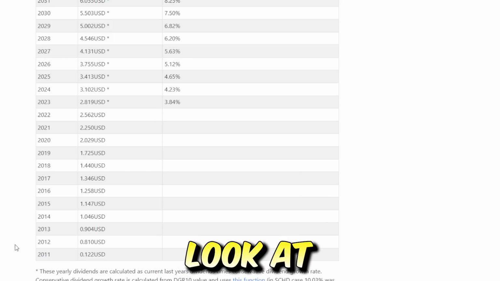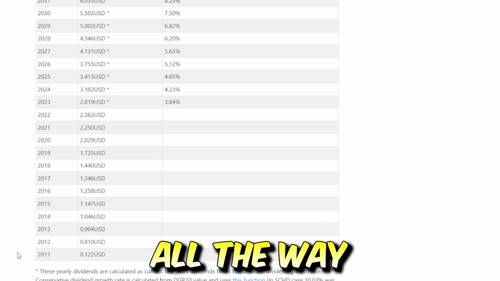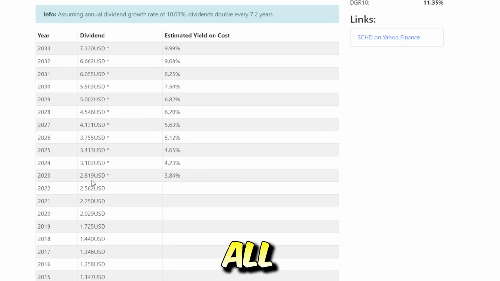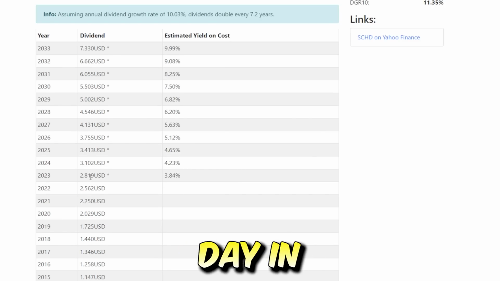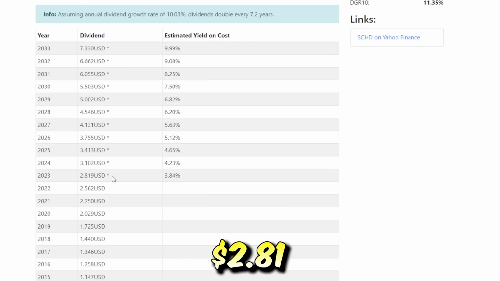Another fun way to look at SCHD ETF's dividends over time is to zoom out a little bit, all the way back in 2011, 2012. What's crazy is that SCHD didn't even pay $1 per share until the year 2014, where the yearly dividend was $1.04. But scrolling all the way up until current day, in 2023, SCHD is supposed to be paying around $2.81 or so.